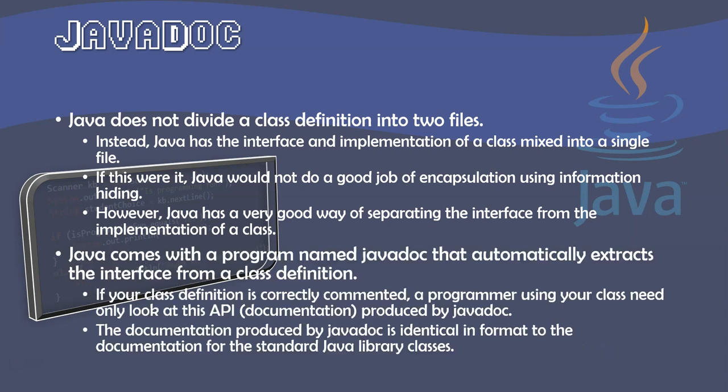Java does this by coming with a program called JavaDoc that automatically extracts the interface from a class definition. If your class definition is correctly commented, a programmer using your class need only look at this API or documentation produced by the JavaDoc. The JavaDoc produced documentation is pretty much going to be identical in format to the documentation that's if you look at the standard Java library classes, which is pretty helpful because then if you're used to looking at that style of like, how does Java write this, it's automatically going to be written the same way.